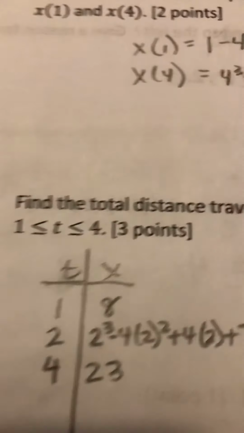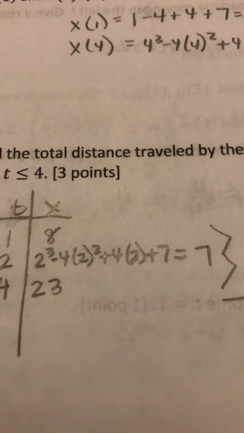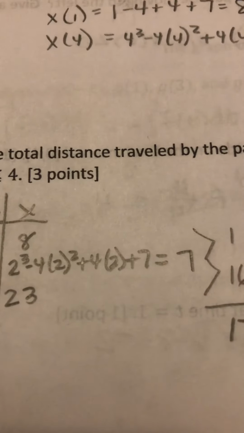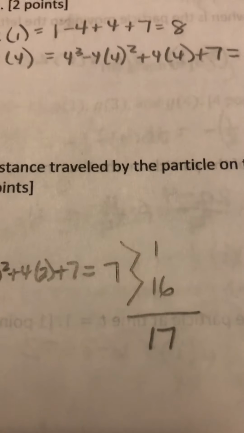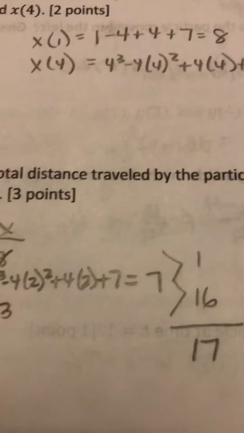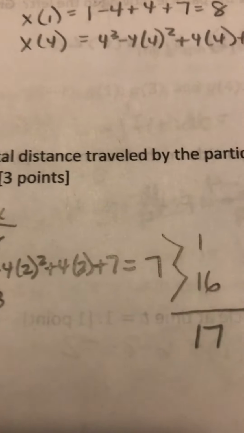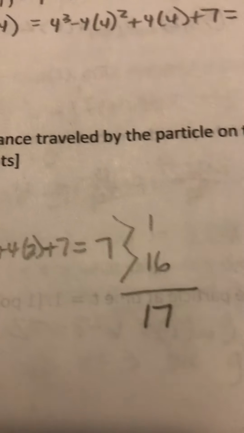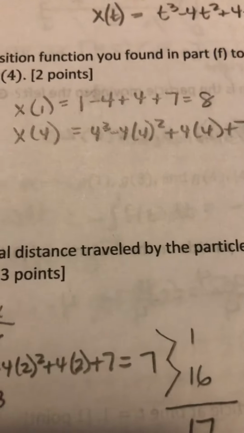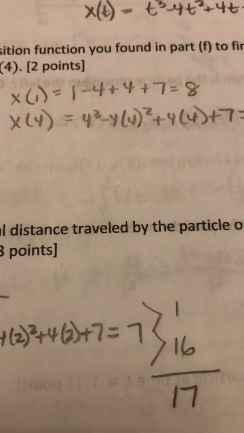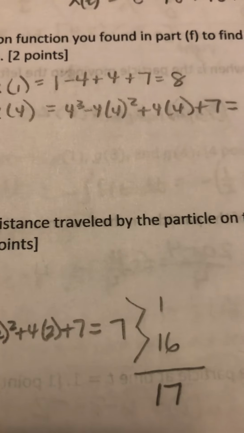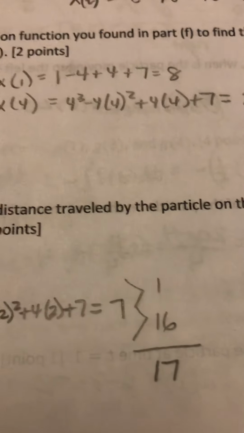So our position at 1 is 8, our position at 2 is 7, and our position at 4 is 23. We then find the differences in those positions. Going from 8 to 7, we moved 1. Going from 7 to 23, we moved 16. We don't care about the direction. We're looking for total distance traveled. Add up the 1 and the 16, and we get 17.